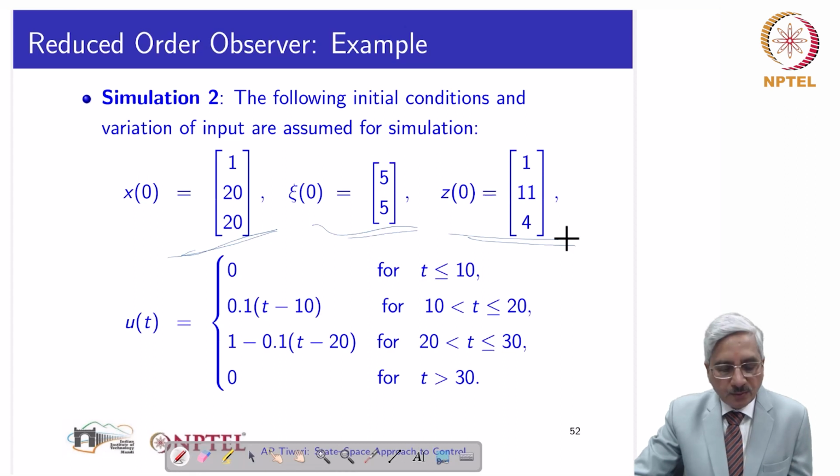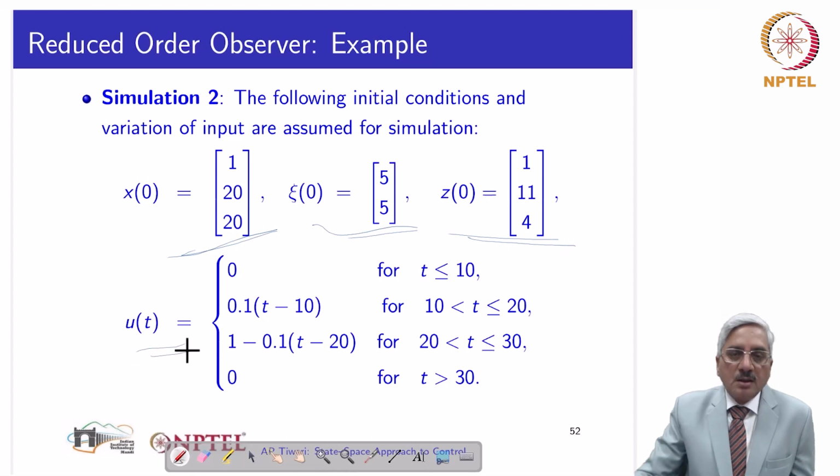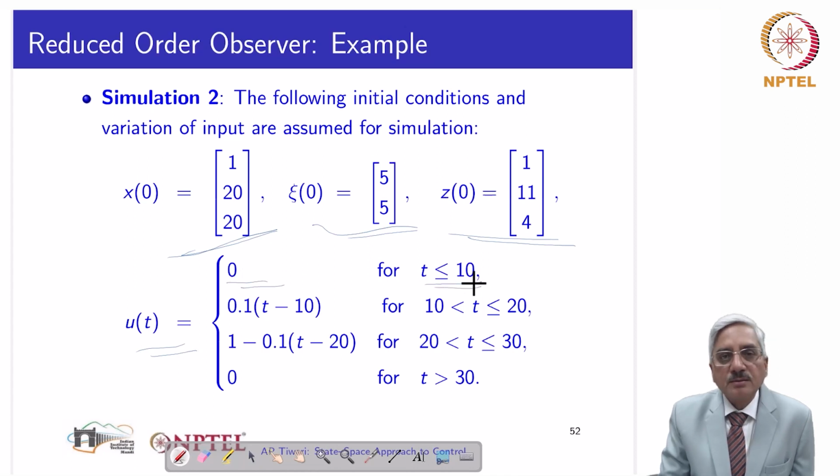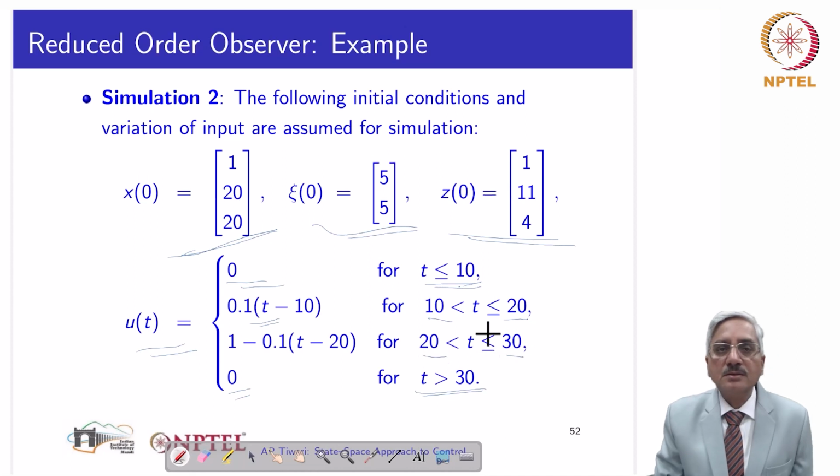And what we do, we are also subjecting the system to input variation. So this input is 0 up to 10 seconds. Between 0 and 10 seconds it is 0. Also after 30 seconds it is 0. From 10 to 20 seconds it goes to 1 in a ramp fashion, and from 20 to 30 seconds it reduces in ramp fashion and goes to 0.